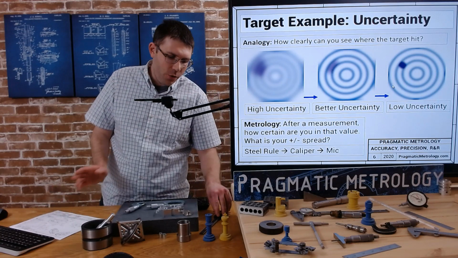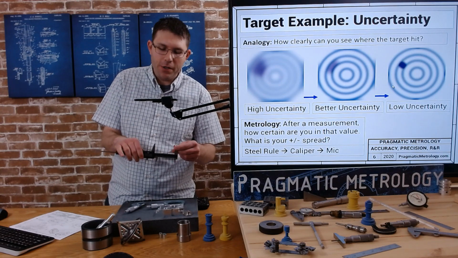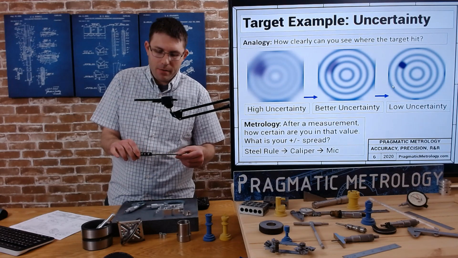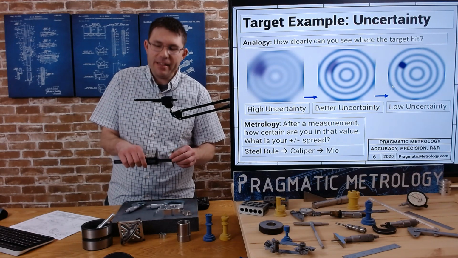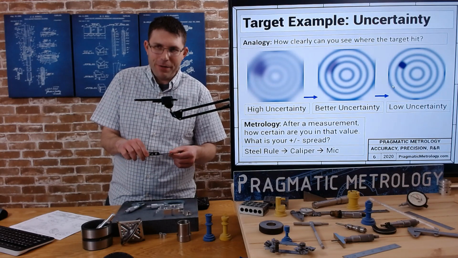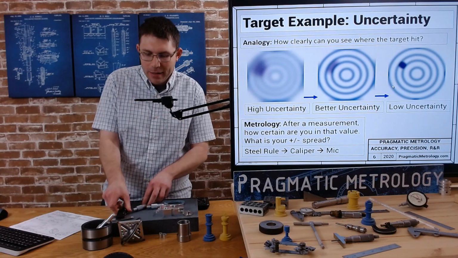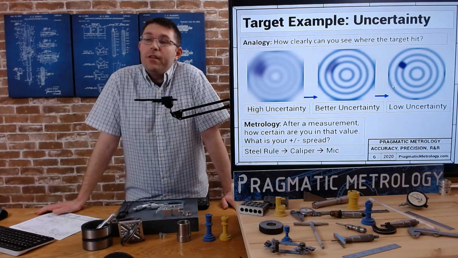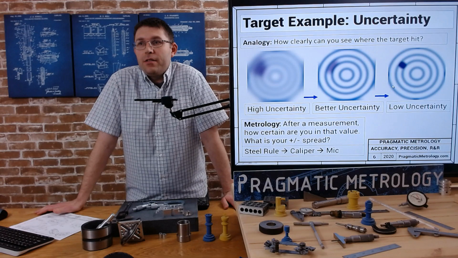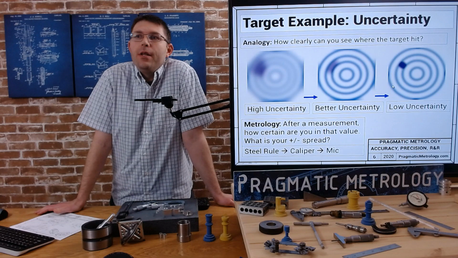And that might correlate to a caliper's accuracy, because we know, if you watch the other videos, the caliper is one of the least accurate precision gauges that we have. So compared to everything else, this is going to have a bigger uncertainty. The picture in the middle, the uncertainty is getting a little better. You can see the size of the unknown area has gotten smaller. The target's a little clearer.